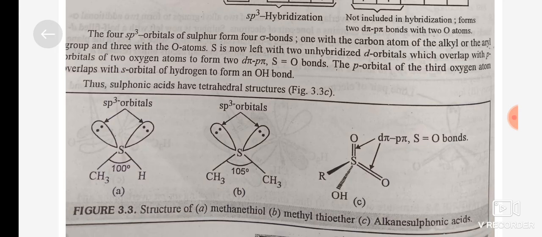Sulfur is now left with two unhybridized d orbitals which overlap with p orbitals of two oxygen atoms to form two dπ-pπ sulfur-oxygen double bonds. The p orbital of the third oxygen atom overlaps with the s orbital of hydrogen to form an O-H bond. Thus, sulfonic acid has a tetrahedral structure.